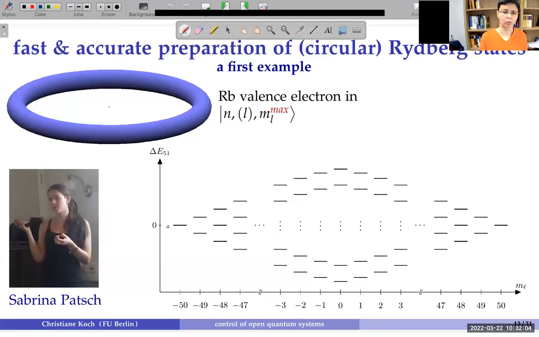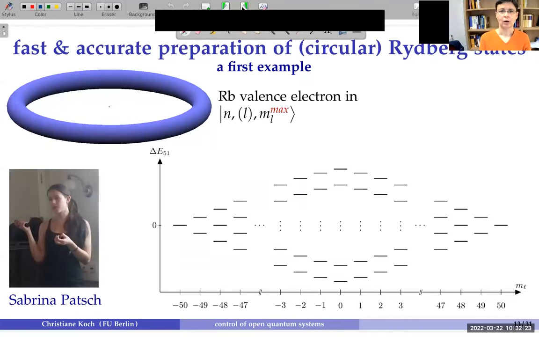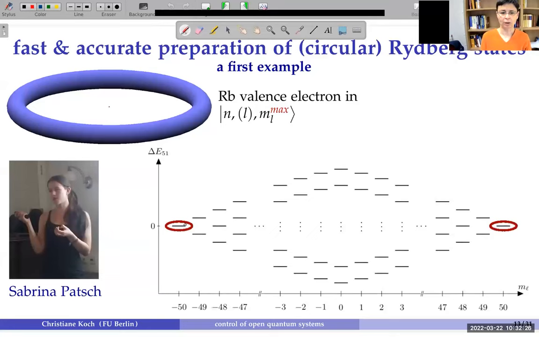So that would correspond to the zero here. That would be the energy of this 50 or 51. And then we have the different orientational quantum numbers that belong to the manifold of that Rydberg level. And the circular states, the ones here out at the edges of this diamond-like structure, are those with the maximal value of this orientational quantum number. They are called circular because if you plot the wave function, this is how it looks.